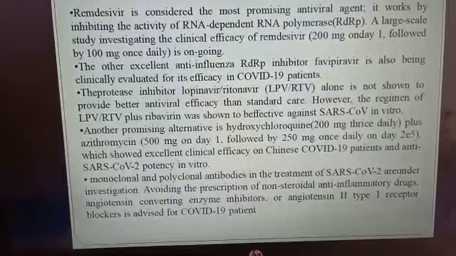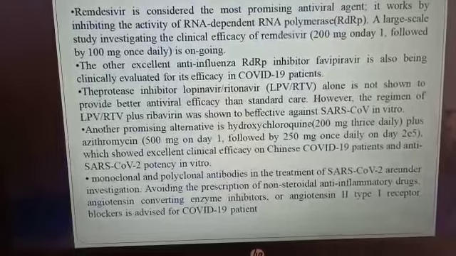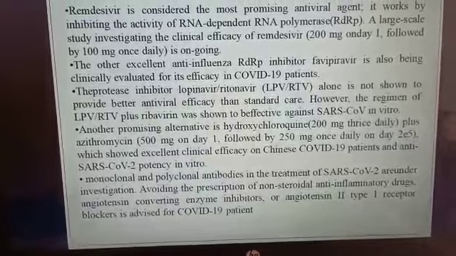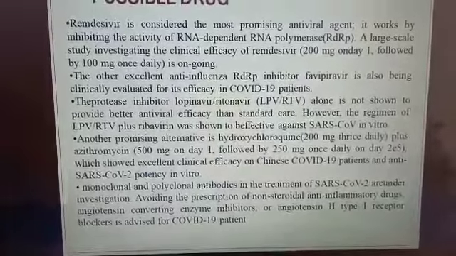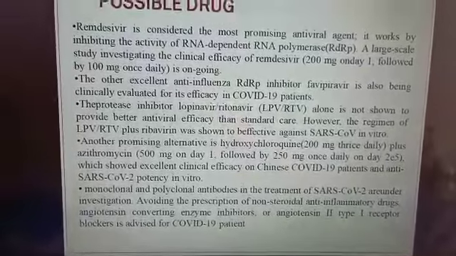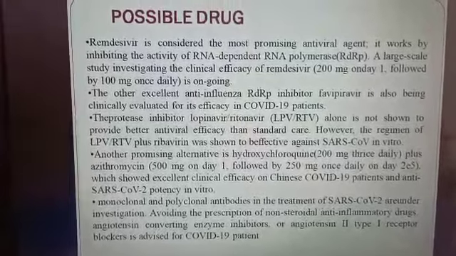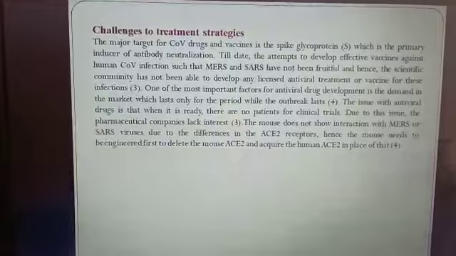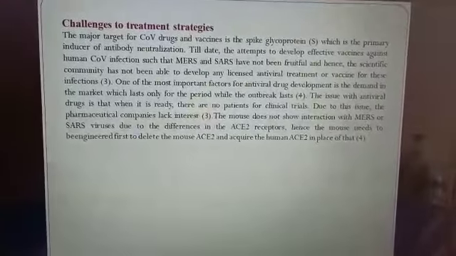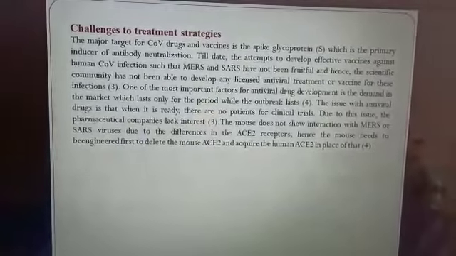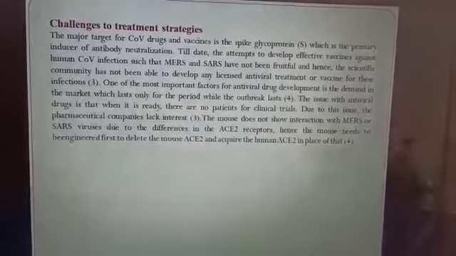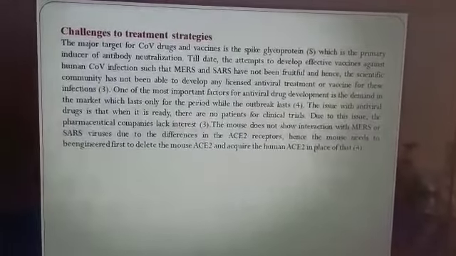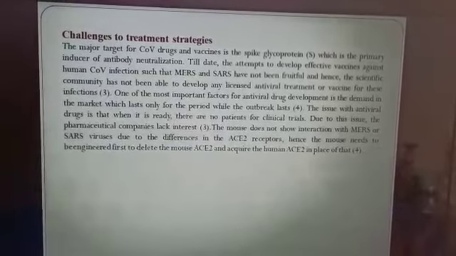Avoiding the prescription of non-steroidal anti-inflammatory drugs, angiotensin converting enzyme inhibitors, or angiotensin II type 1 receptor blockers is advised for COVID-19 patients. What are the challenges to the treatment strategies? The major target for COVID drugs and vaccines is the spike glycoprotein, which is the primary inducer of antibody neutralization.